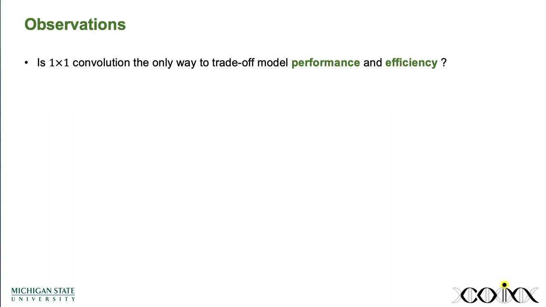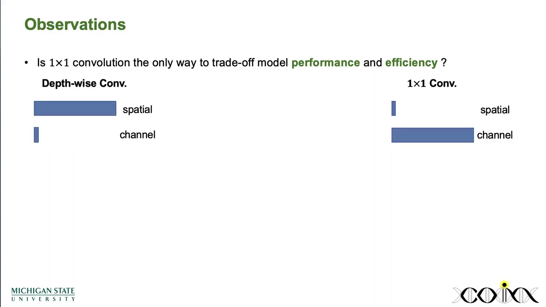When we look at the two axes of the information flow in the convolution layer, one-by-one convolution is one extreme case where info is only flowing between channels, while depth-wise convolution is another extreme where info is only processed spatially. In this work, we aim to find one compromise solution in between.